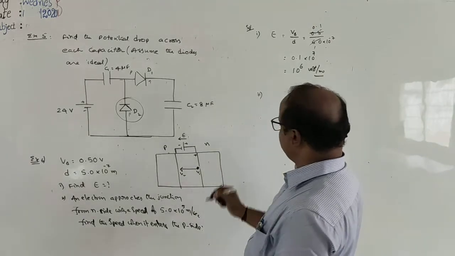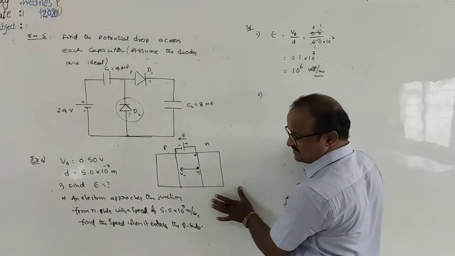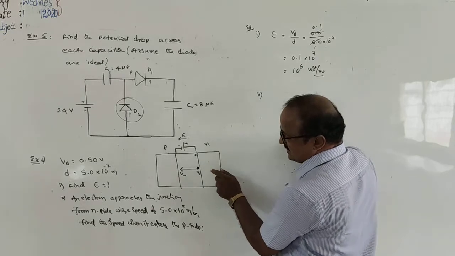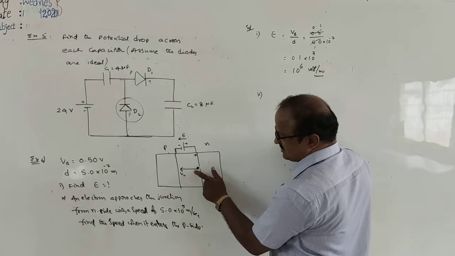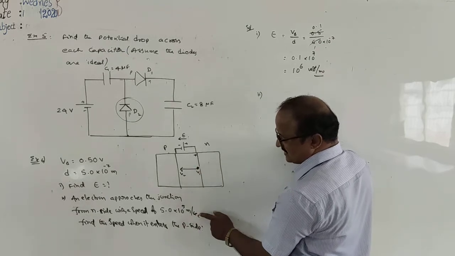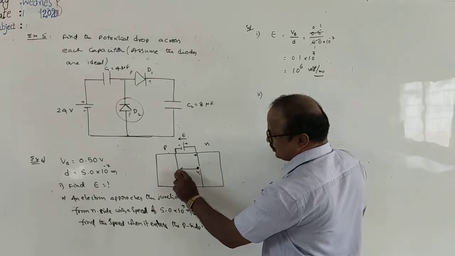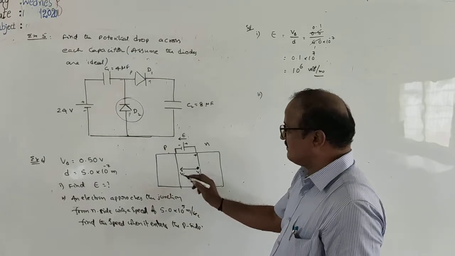And the second one is a very important problem. Suppose an electron approaches the p-n junction diode from the n side with a speed v1 equal to 5 into 10 power 5 meter per second. It is entering the p side crossing the junction with a velocity v2, which we have to calculate.